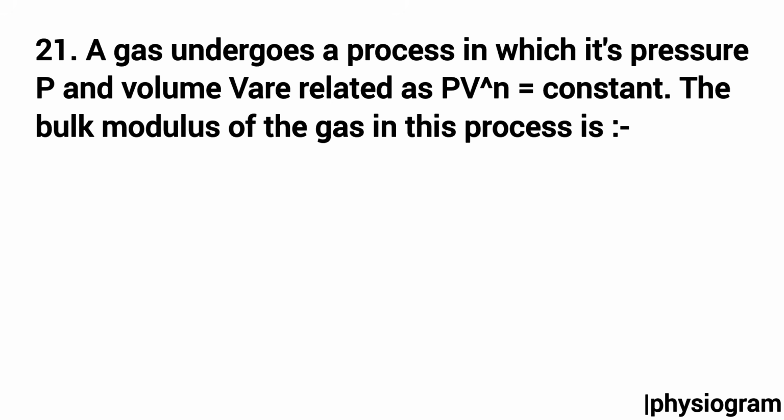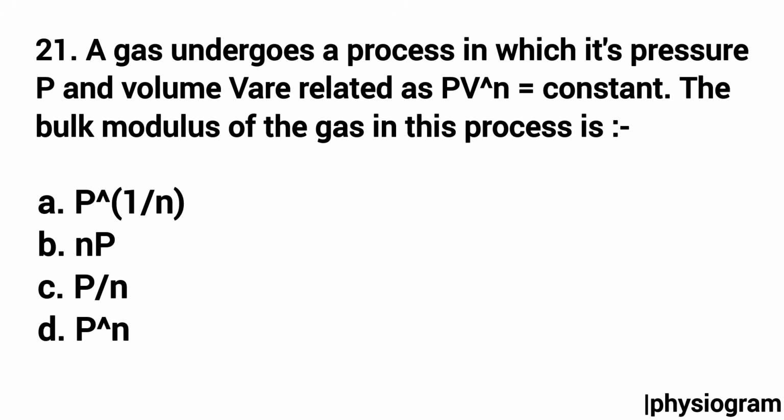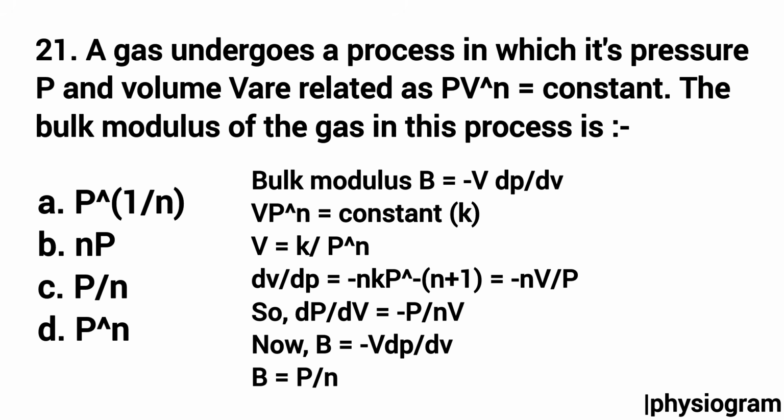Number 31: a gas undergoes a process in which its pressure P and volume V are related as V P to the power n equals constant. The bulk modulus of the gas in this process is: option A, P to the power 1 by n; B, nP; C, P by n; and D, P to the power n. So I have solved the problem as you can see here. The correct answer will be option number C, that is P by n.